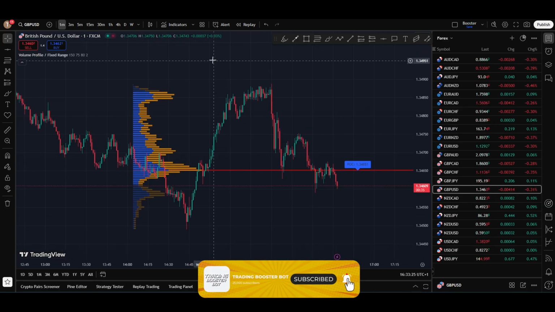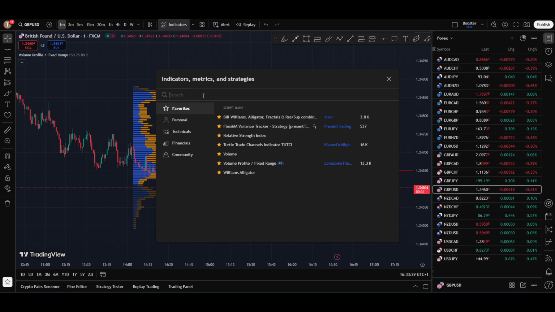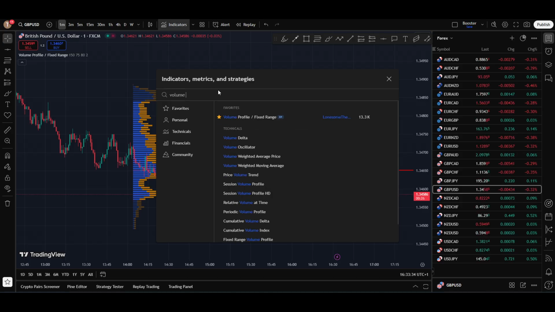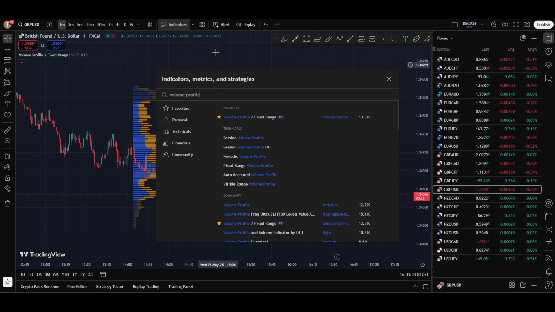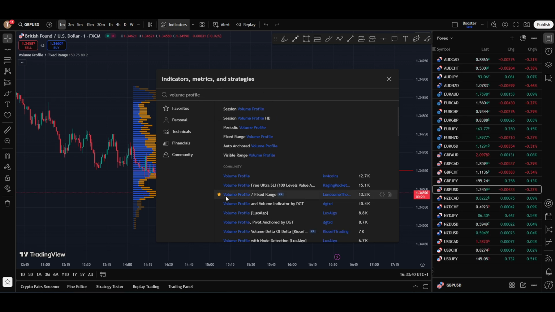Let's add this indicator to the chart. To do this, we go to the Indicators tab right here and then type in Volume Profile. And we add the indicator from this author. Here it is, Volume Profile Fixed Range. And accordingly, we add it from this author.